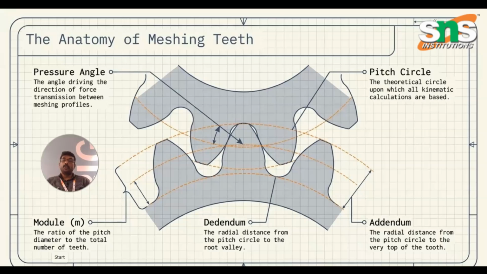And number five is the pressure angle, which is the angle driving the direction of the force transmission between the meshing profiles. So these five basic terminologies are very important when we do the calculations for the power and motion transmission of a gear.